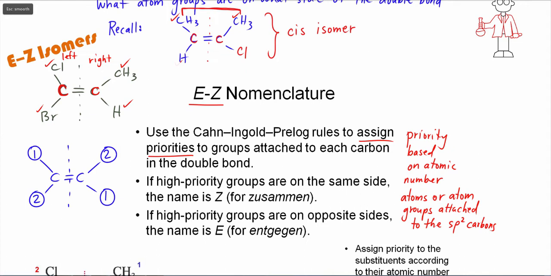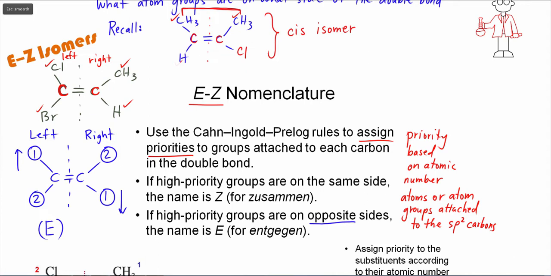So priority 1 on the left atom is projected that way. And on the right, priority 1 is projected that way. So this is opposite, okay? So if the high priority groups are on opposite sides, we're going to use the E notation. Now, if my high priority groups were on the same side, I would use the Z notation. Okay, you'll see where I'm going with this.